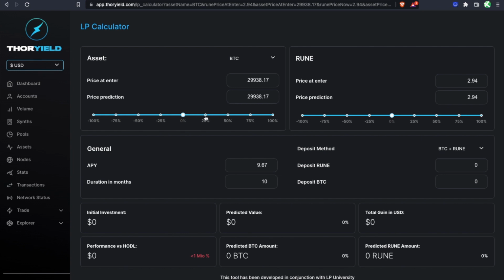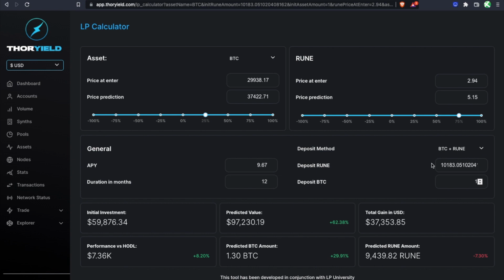So for example, we could say, I think I'll stay in for 12 months, and let's see what happens if Bitcoin went up by 25%, but Rune went up by 75%. Then you have to set how much of the assets you're actually adding to the pool. So let's say we're adding 1 Bitcoin and the equivalent of 1 Bitcoin in Rune, which is right about 10,000 Rune right now.